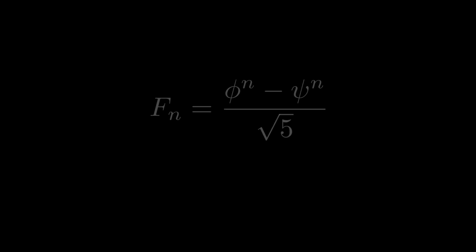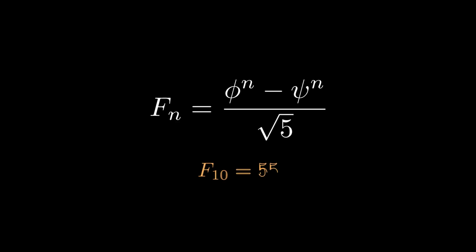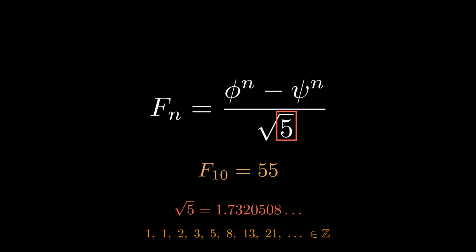Last time, we ended with a mystery. There is a formula that gives you any Fibonacci number instantly. Plug in 10, you get 55. No adding. No sequences. But here is the problem. The formula involves the square root of 5. An irrational number. 1.732 and on forever. And yet Fibonacci numbers are whole numbers. Every single one of them. Today we resolve that contradiction completely.